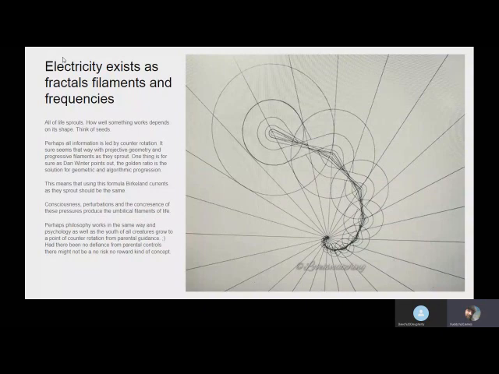All of life sprouts. How well something works depends on its shape. If you think of seeds, think of this. Perhaps all information is led by counter-rotation. It sure seems that way with projective geometry and progressive filaments as they sprout. One thing is for sure, Dan Winter points out, the golden ratio is the solution for geometric and arithmetic progression. This means that using this formula, Birkeland currents as they sprout should be the same. And indeed it is. Consciousness, perturbations in the concrescence of these pressures produces the umbilical filaments of life.